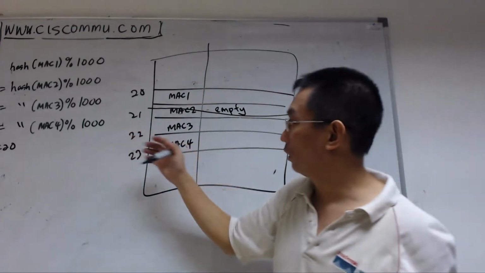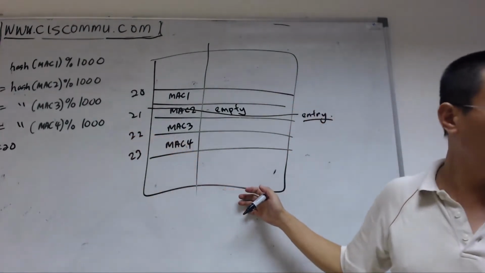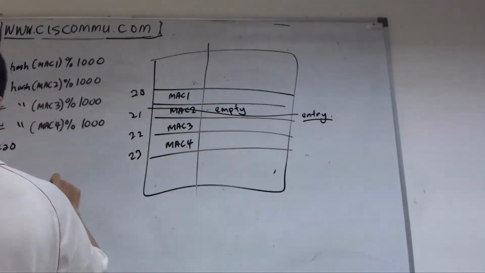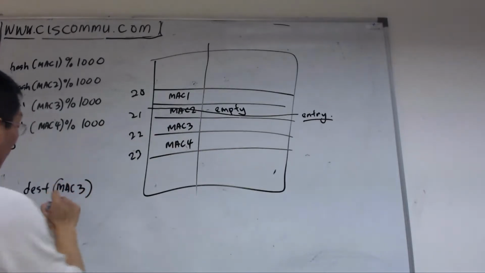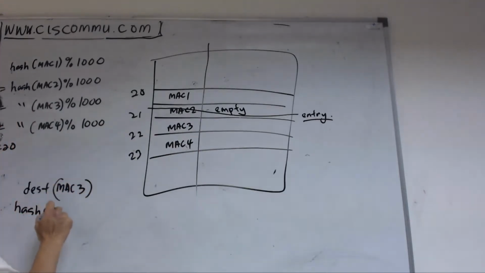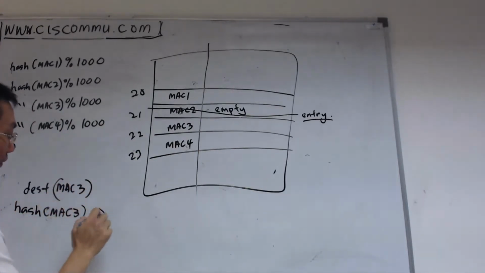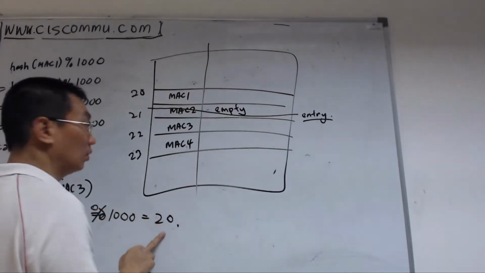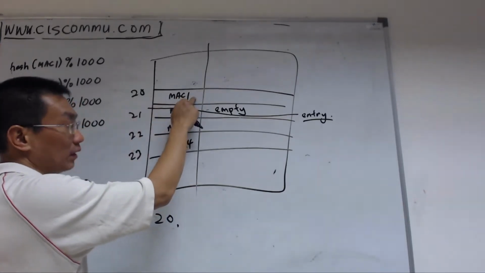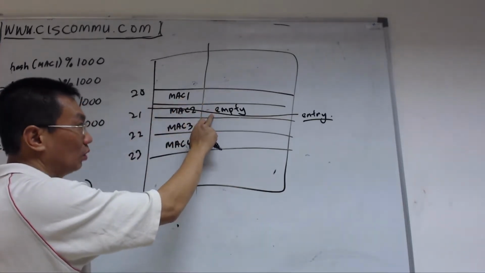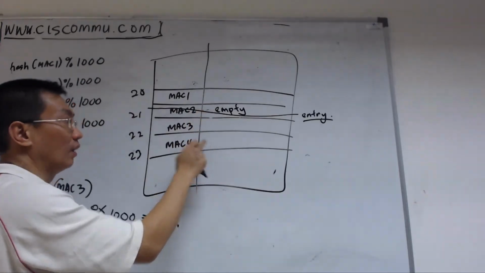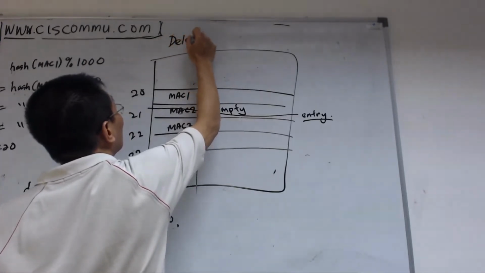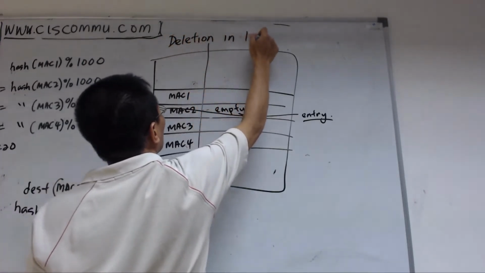Alright, so when somebody now wants to do a hash, you want to find a destination, MAC3, right? So we're going to hash MAC3 and you take modulus 1000, you get 20. Alright, so this 20 is here, MAC3 is not here, but here is empty. So should it proceed with the search or not? Okay, so this is the problem, the deletion in linear probing.